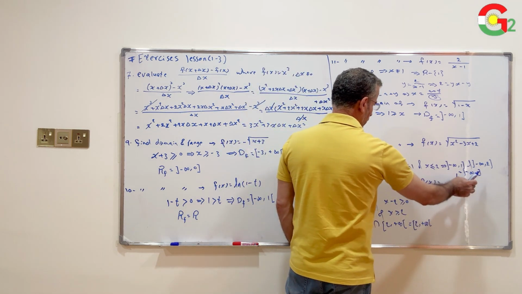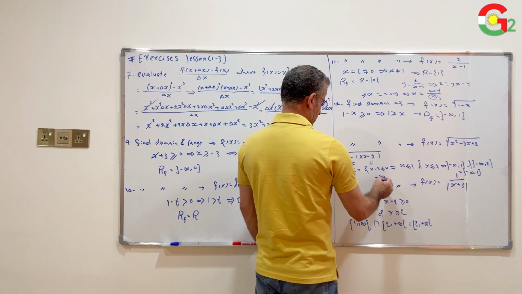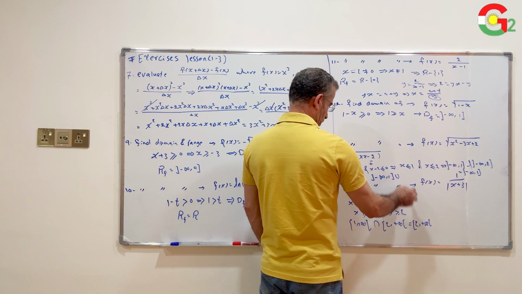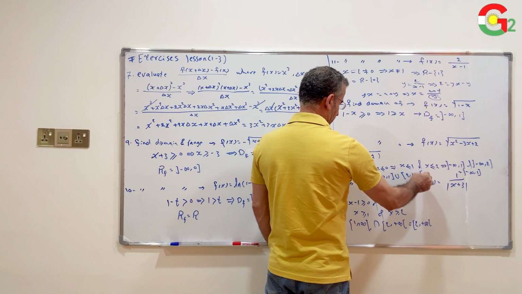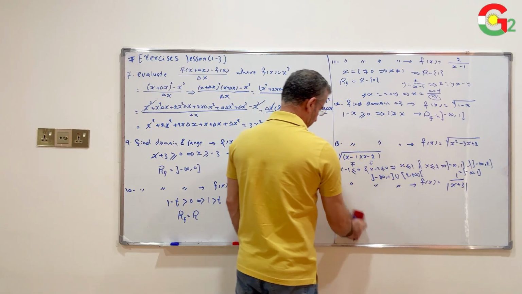Then the domain is negative infinity to 1 union 2 to positive infinity. This is the domain of this function.